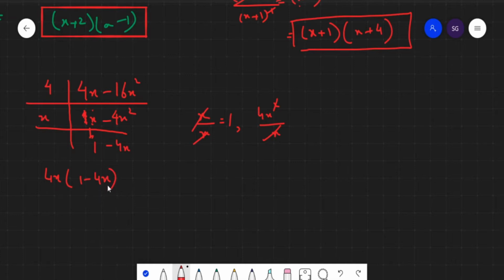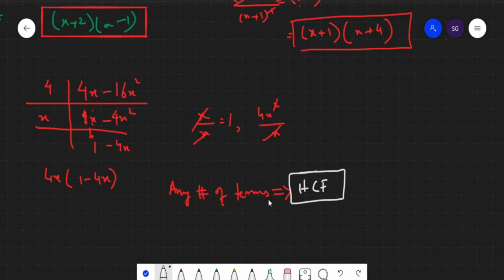Right, so our rule number 1 is about done. It is any number of terms, and your idea is the HCF of all terms. That's our rule number 1. Any number of terms, and what you do is you take out the HCF of all terms. And I've placed it as rule number 1, the first position, for a certain reason, which I'll share with you at the end of the video.